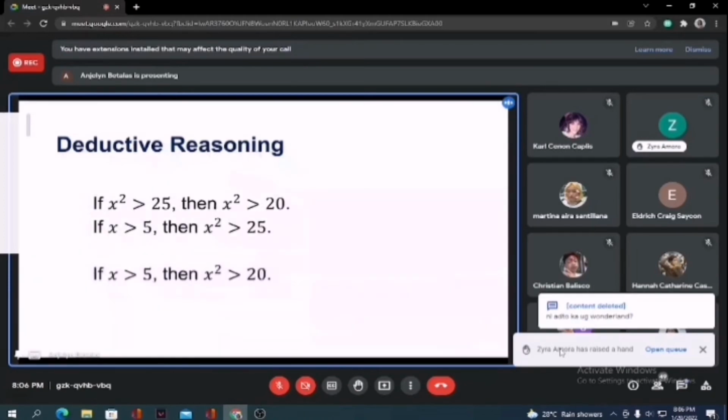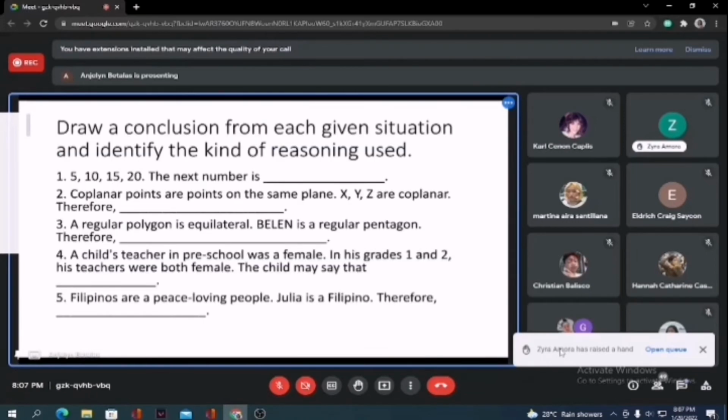Ano na gigamit, class? So we're using the transitive property from this. Later on, we'll discuss that sa fourth quarter. From x greater than 5, niabot siya x squared greater than 25. So then, mo-proceed ka nga sa x squared greater than 20. Mao na yung transitive property. So from this, class, let's draw a conclusion from each given statement and identify the kind of reasoning used.